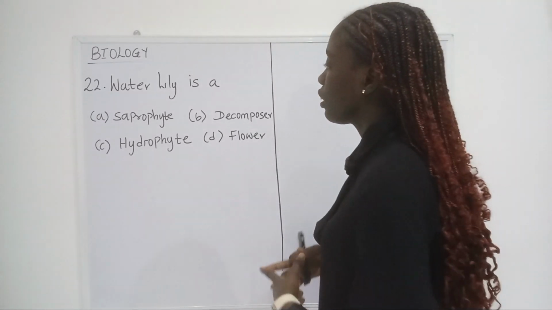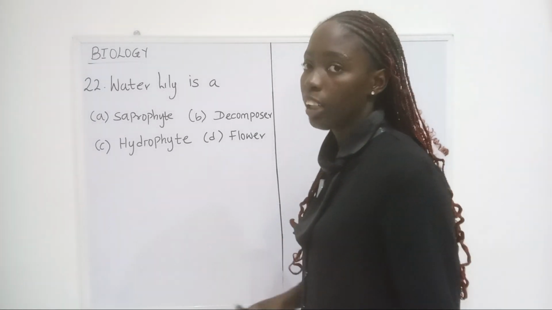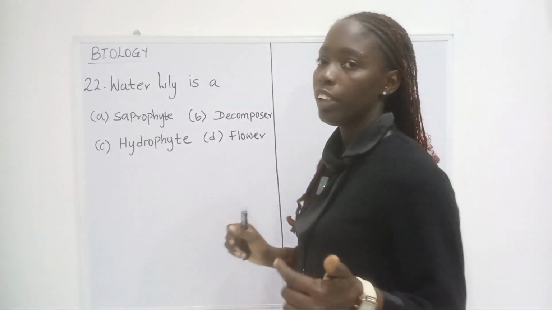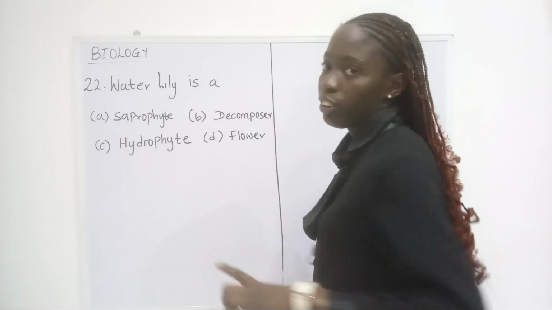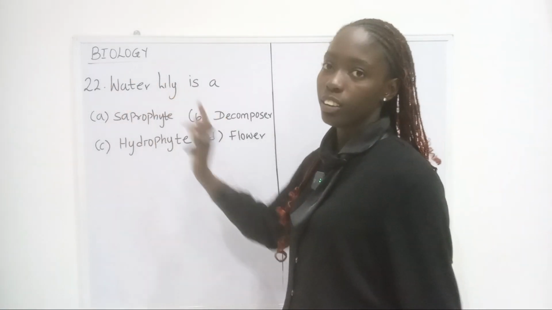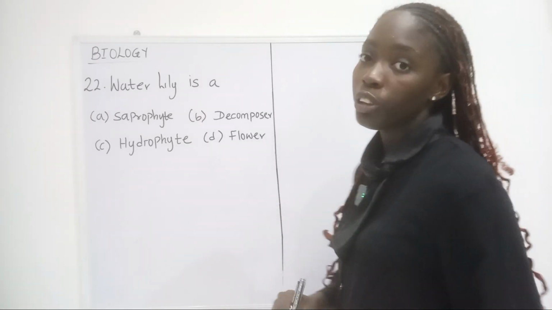Water lily is A. Saprophyte, B. Decomposer, C. Hydrophyte, and D. Flower. So they are asking us that from the options here, which one will characterize a water lily. So we're going to be looking at each of the options and working with the elimination method.